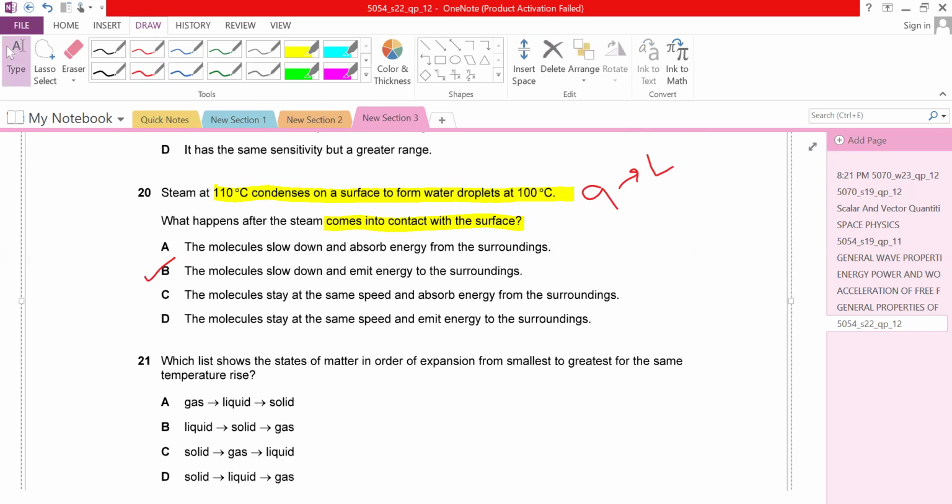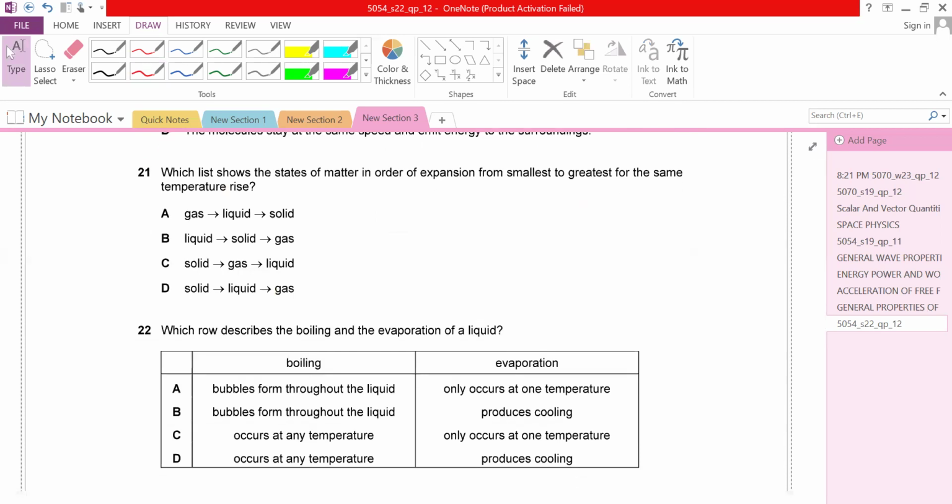Question number 21. Which list shows the state of matter in order of expansion from the smallest to the greatest for the same temperature rise? So the correct option for this is D: solid, liquid, and gas. Solid has the least expansion, liquid has more expansion, and the greatest expansion is in gas.